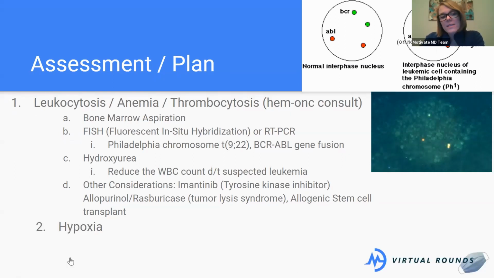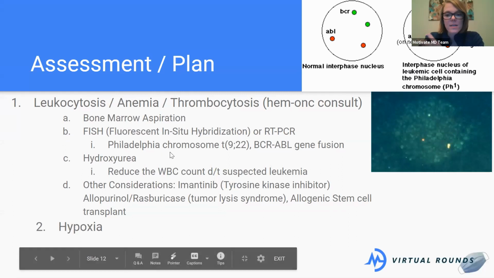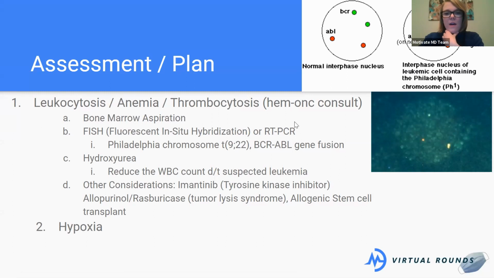Okay, so hypoxia. This patient's also hypoxic. Somebody remind me, how do we know this patient's hypoxic? What signs did we have that indicated that? Good, low O2 sat, perfect. And what else? What did we see from his physical exam?